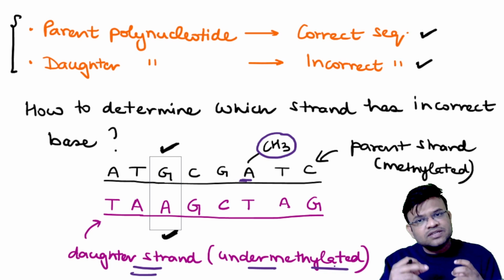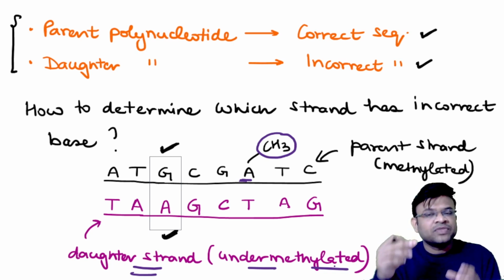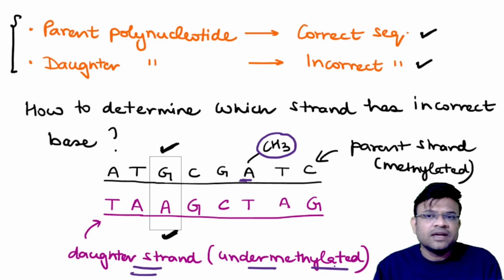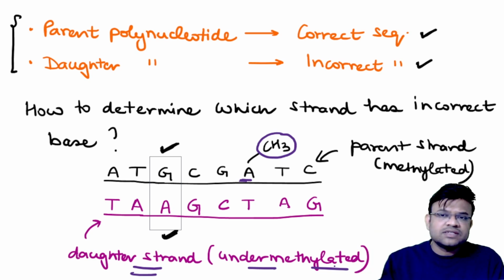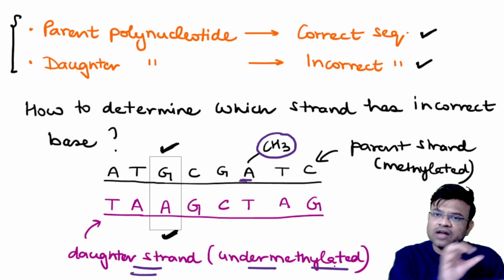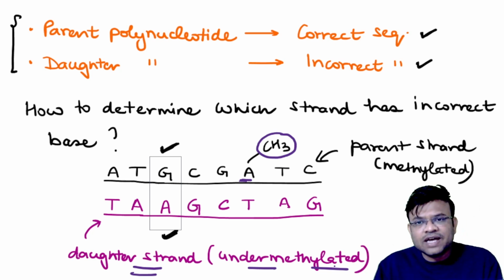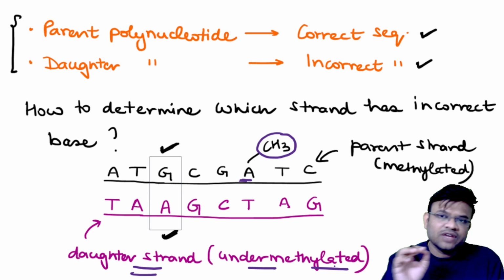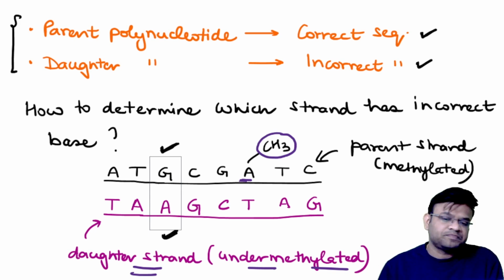So the DNA repair system looks for this difference. Now one thing can come to your mind: are all the adenines methylated in the case of the parent strand, and are all the adenines non-methylated in the daughter strand? I will give you the answer in just a moment.